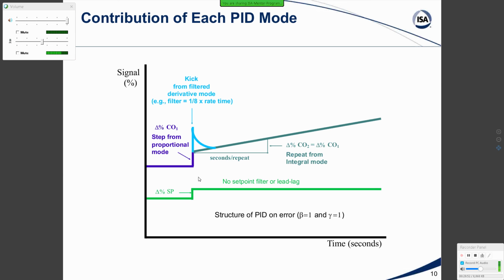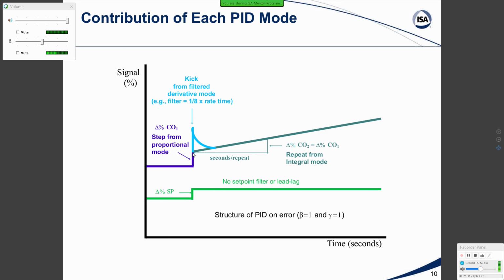Now, if there's no change in the error, no change in the set point, no change in the process variable, there is no change in the contribution to the controller output from the proportional mode or from the derivative mode. And one last thing is that some processes don't like this step or this kick because it is upsetting other loops. You can use this PID option I'm going to talk about to minimize that, or you can use different structures to minimize that as well, not have PID on error.